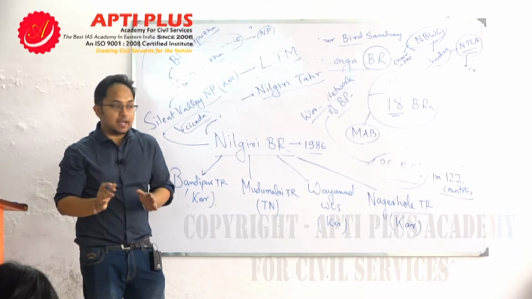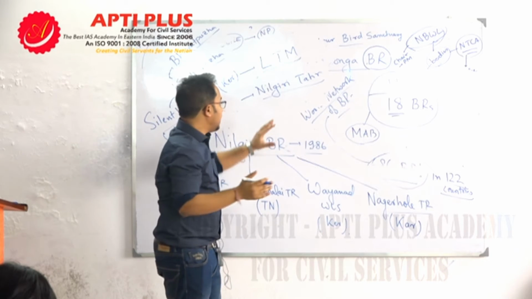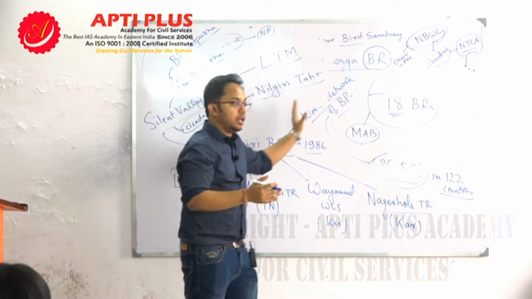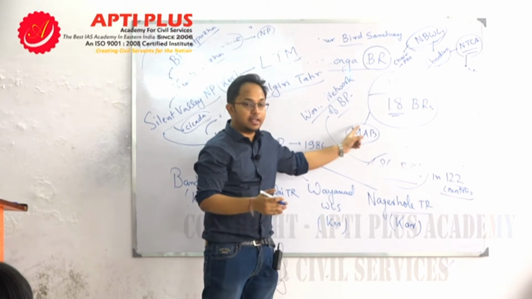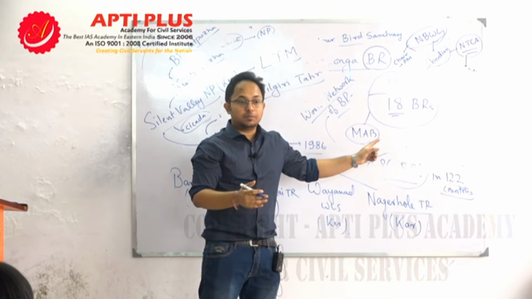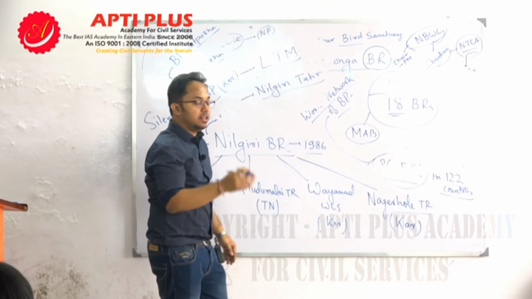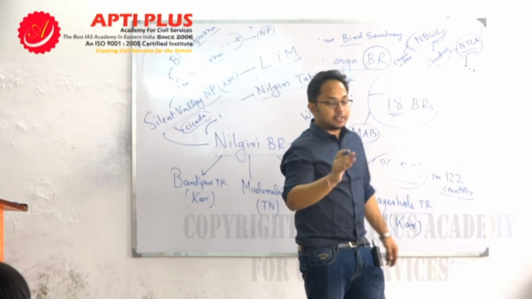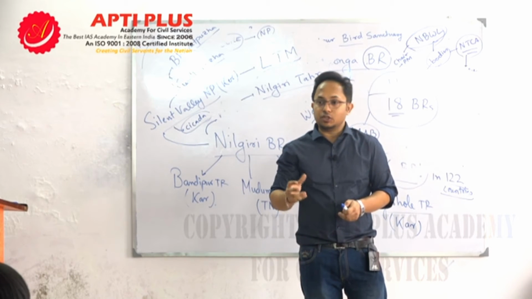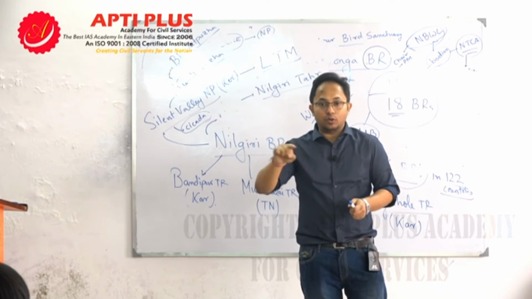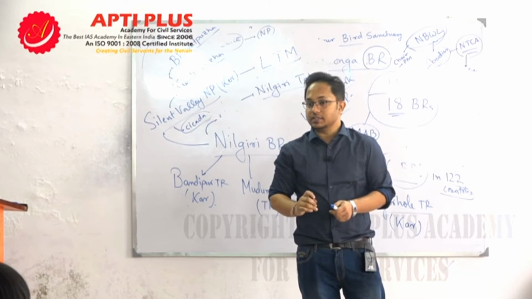Sometimes questions also come where you are given two columns. In one column you are given the protected area, and in the other column you have the species given, and you have to match which protected area is famous for which particular species. Such questions also come. Or you can have one column with the names of various protected areas, and in the other column some associated river or mountain range, and you have to match which river flows through which protected area. Such kinds of questions can also come.